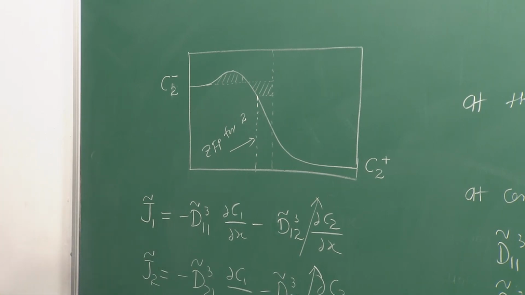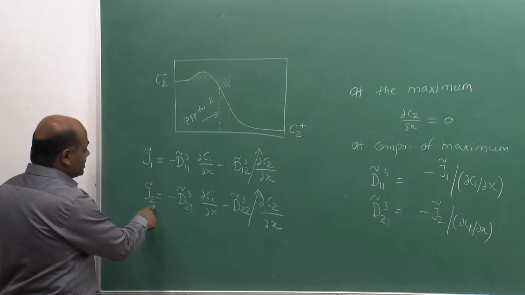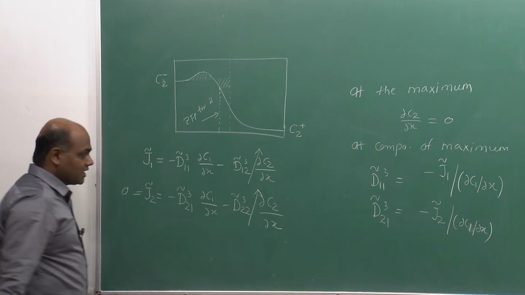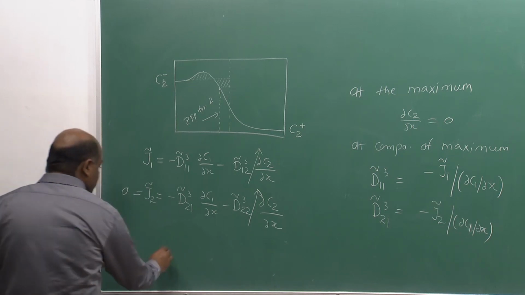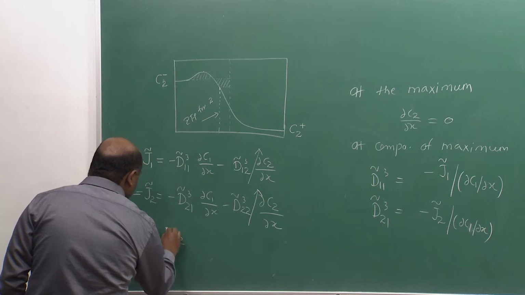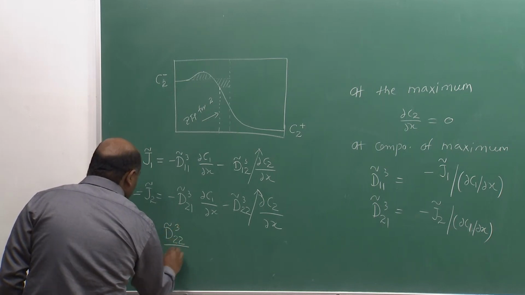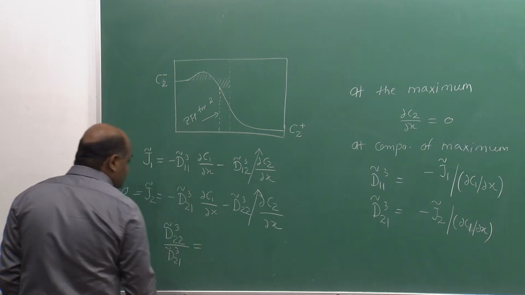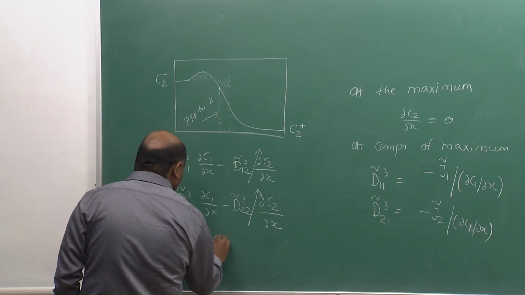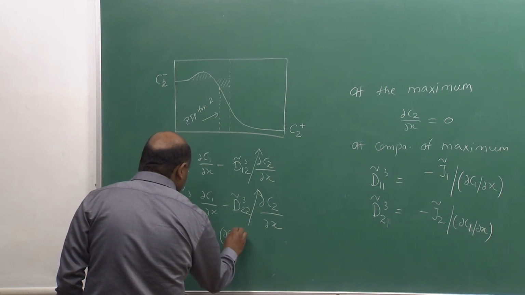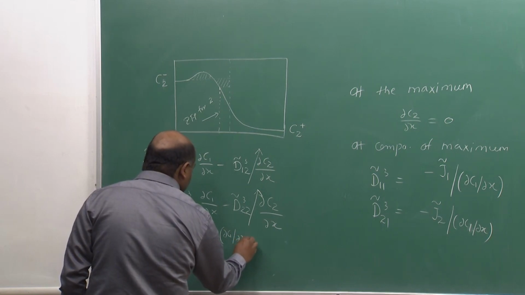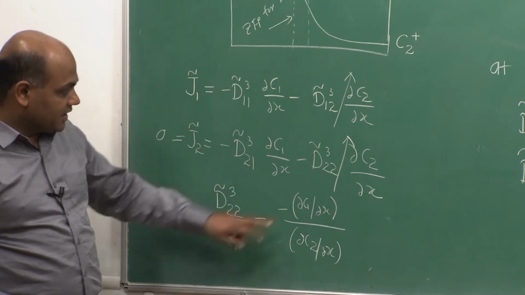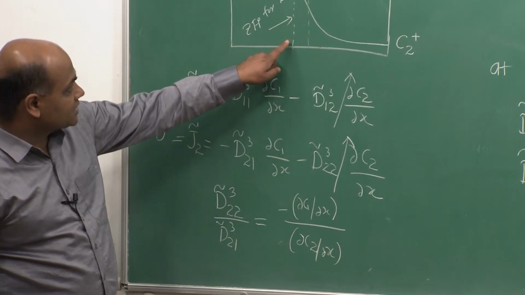Now, why is this important? Because at the ZFP, J2 is 0, which means these two terms are equal, and so we can get the ratio of D22 tilde 3 to D21 tilde 3, which should be equal to minus dou C1 by dou x divided by dou C2 by dou x, and these gradients are evaluated at the location of the ZFP.